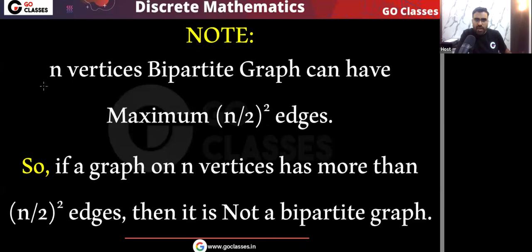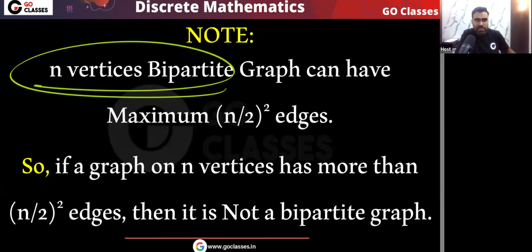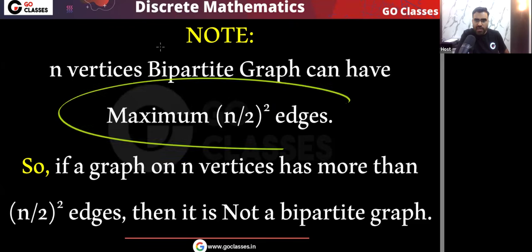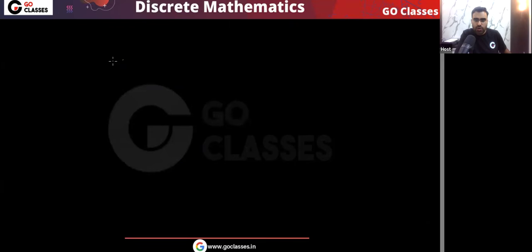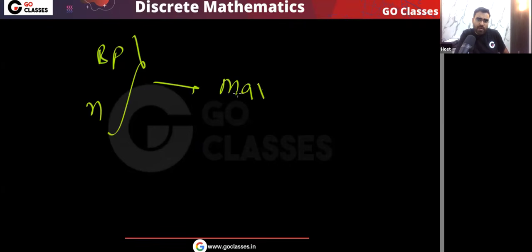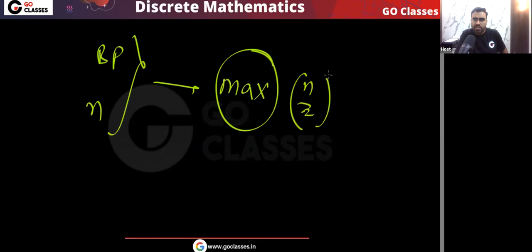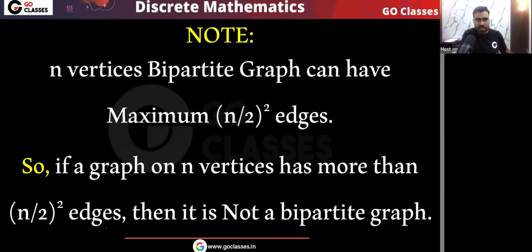Now let's see a note. In a bipartite graph with n vertices, what is the maximum number of edges it can have? It can have n by 2 whole square edges. Yes or no? If you have a bipartite graph with n vertices, then the maximum I can put is n by 2 whole square edges. Do you agree with me? This we have already seen: if you have a bipartite graph on n vertices, then this is the maximum number of edges I can put.